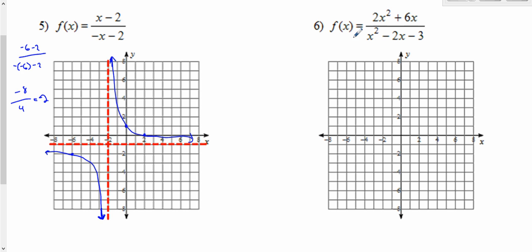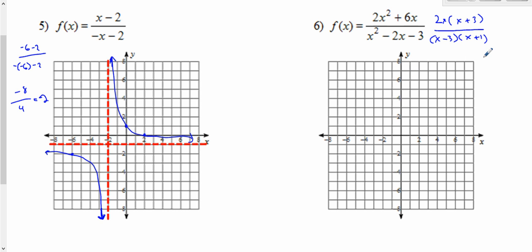Okay, I need to factor. So I have a common x here, and a 2. So I'm going to have 2x. When I factor that out, I'm left with x plus 3. For the denominator, I will get x minus 3 times x plus 1.